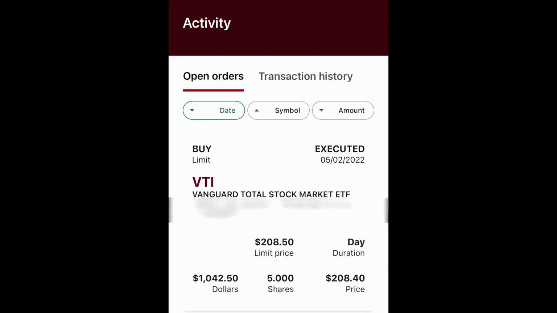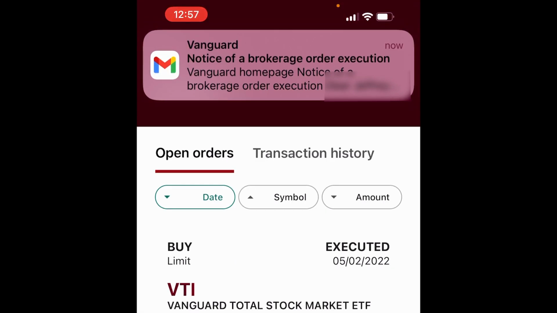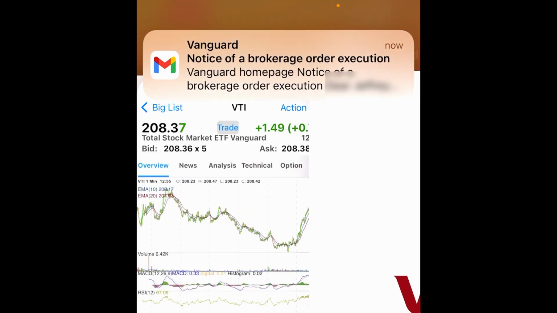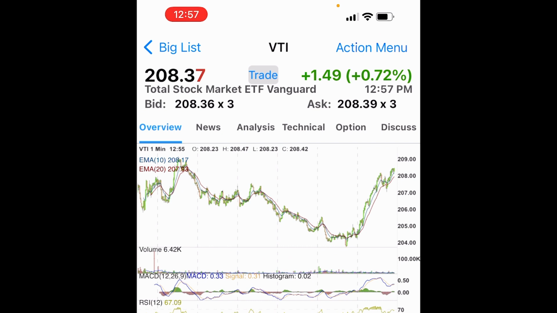It says I bought them at 208.40. So that is the price that this executed at. My limit price was 208.50, and as you can see, the brokerage order executed at 208.40. So now I own shares in this particular ETF. It was really easy to do.